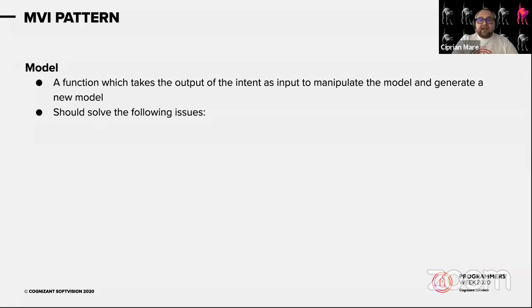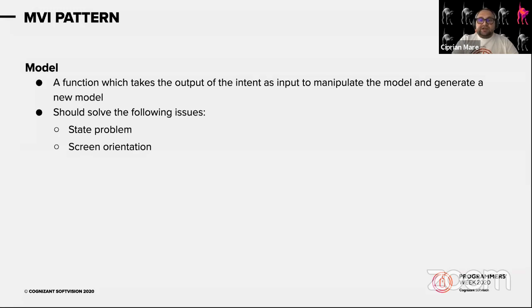In MVI, having the model representing the state solves a lot of common issues in Android, such as the state problem. In MVC, MVP, or MVVM, the business logic would have its own state. More than that, the presenter, controller, or view model, or even a view can have its own state. But in MVI, the model represents the state, and the state is unique.